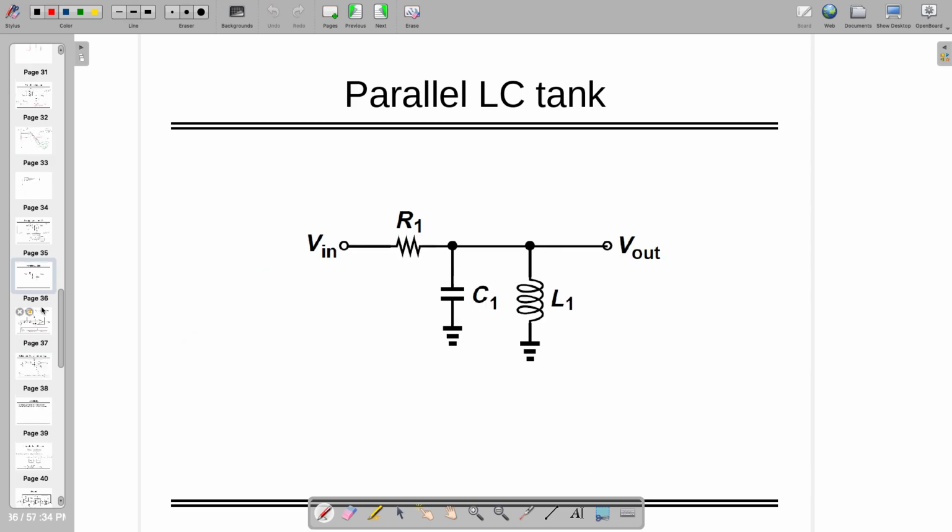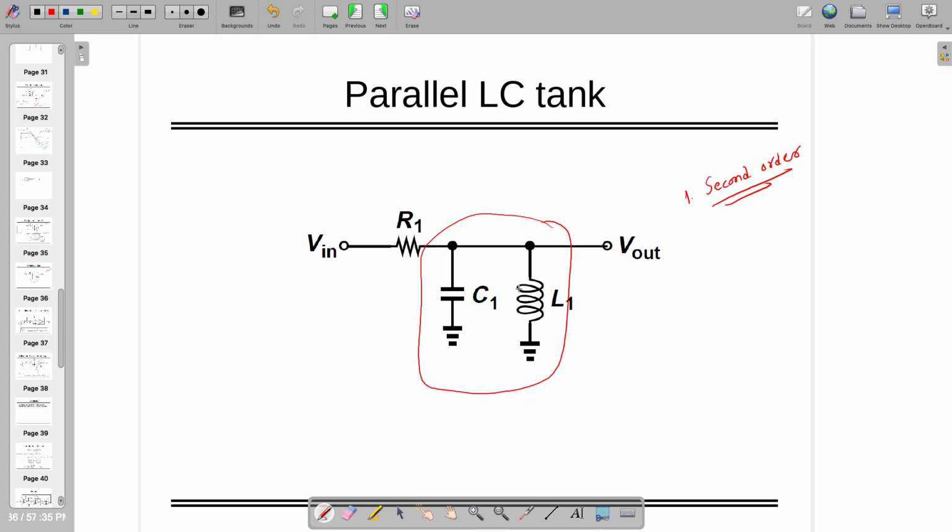Okay, and all these things will give you different responses. So if you have two elements, it's second order. That's one thing. If inductor and capacitor are here, what kind of response are you going to see, by the way? By just observation, can you tell me which kind of filter it will be? Akshat?